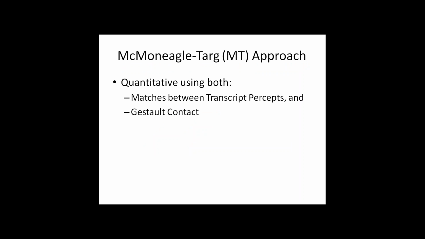Okay, now I'm calling this the McMoneagle-Targ approach because it brings in a quantitative way. Notice the Targ system was you kind of looking at it and getting a feeling on where you were on that 0 to 7 scale, but there wasn't anything quantitative. What we're now doing is quantitative at 2 levels. Matches between the transcript and the percepts. Actually, it should be precepts. No, percepts is good. Perceptions. Percepts is actual word. Perceptions. And then we're going to bring in Gestalt contact. And so I'm going to show you how we do that now.